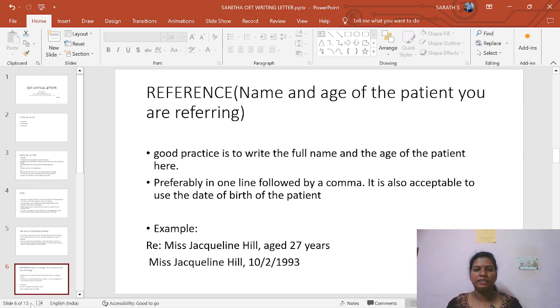Here is one example I have given: Miss Jacqueline Hill, the patient name, then a comma, then the age, 27 years. Otherwise, you can write Miss Jacqueline Hill, date of birth 10/2/1993. Like that, you can also write.